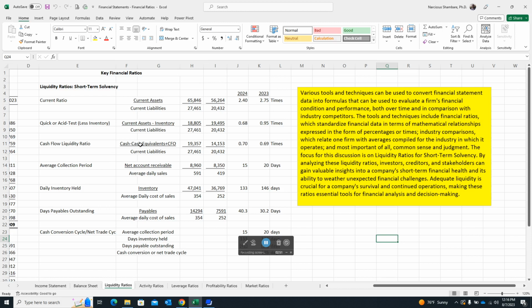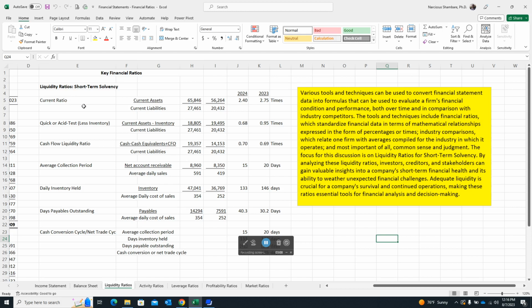You can begin to see some red flags if they exist. Is the organization over borrowed? Do they have any leverage to borrow more money in case of crisis and things like that? But again, that's a topic for another day. So let's just focus on the liquidity ratios here, right?